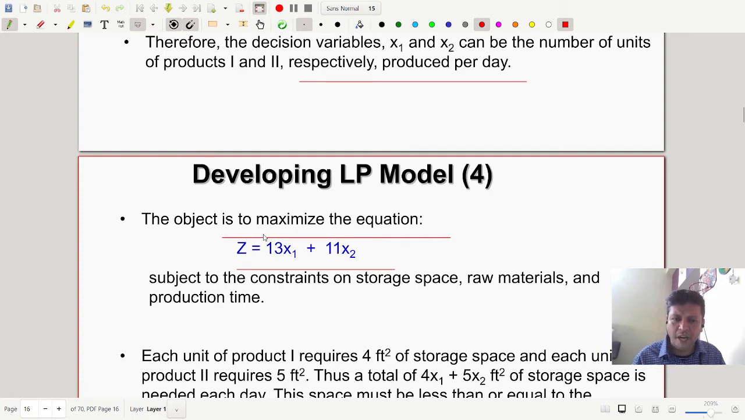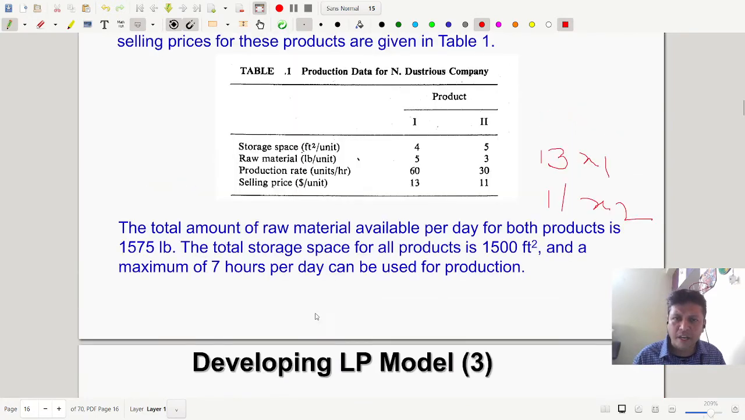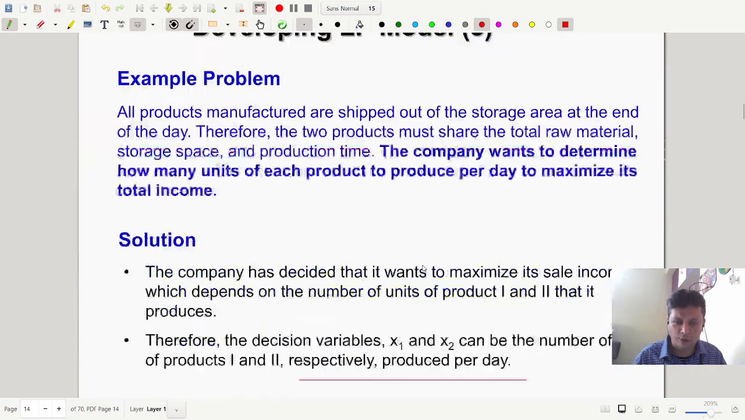So what is your target? What is your objective? It is to maximize this function 13x1 plus 11x2, subject to the constraints on storage space, raw materials, and production time. Go to the chart once again. You have a restricted storage space, raw material, and production rate. So you have to put them into the constraints. Let me go to the constraints part.